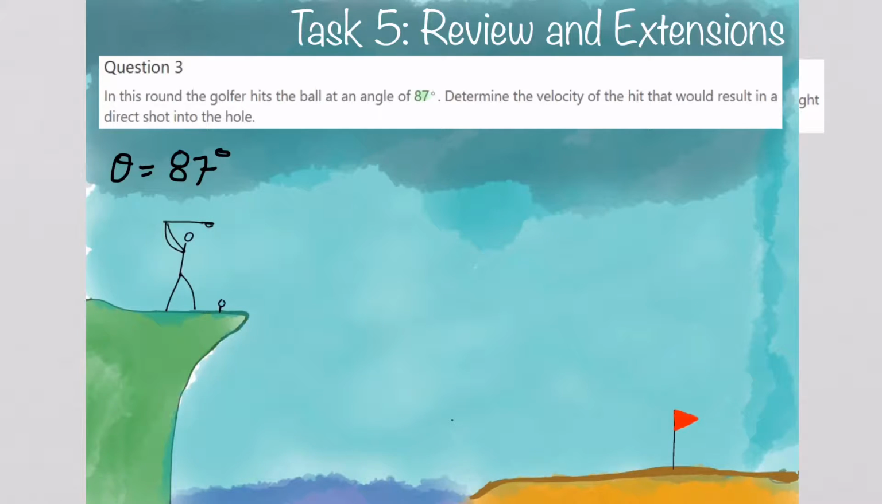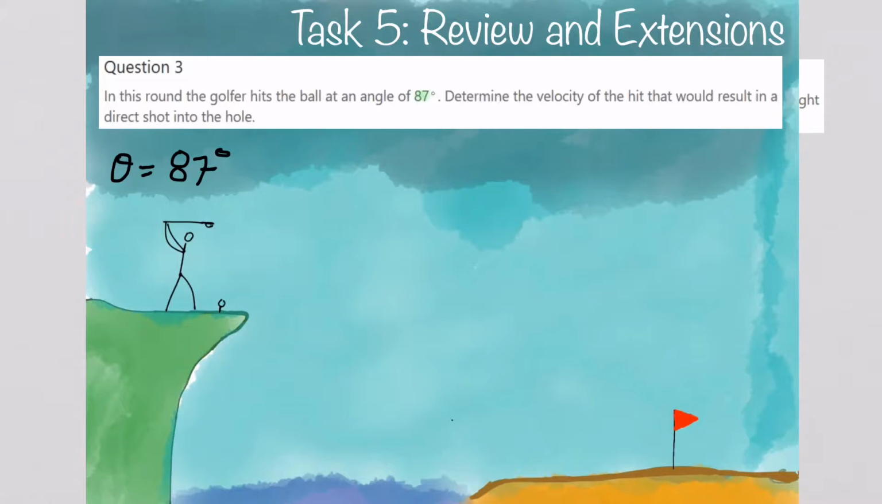So you may notice that this question is fairly different than the other ones. In this problem, we do not know the initial velocity that we want to hit the ball with. That's what we're trying to find, which actually makes this problem significantly more difficult than the others.